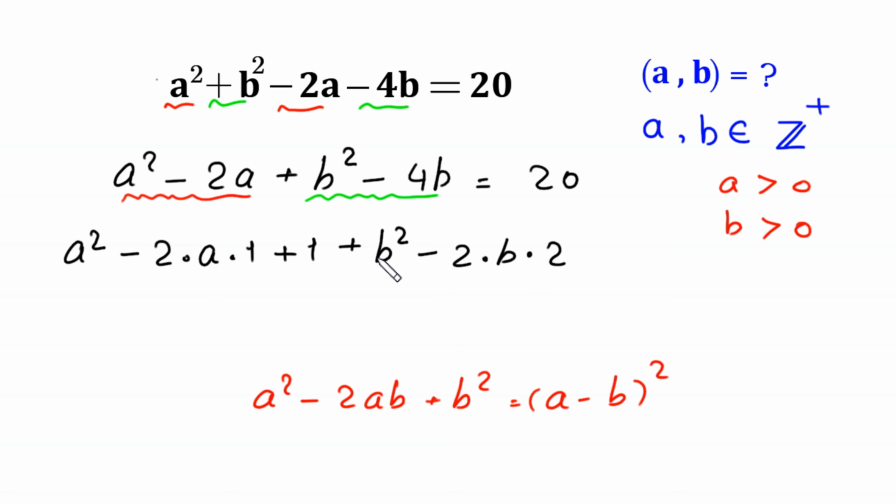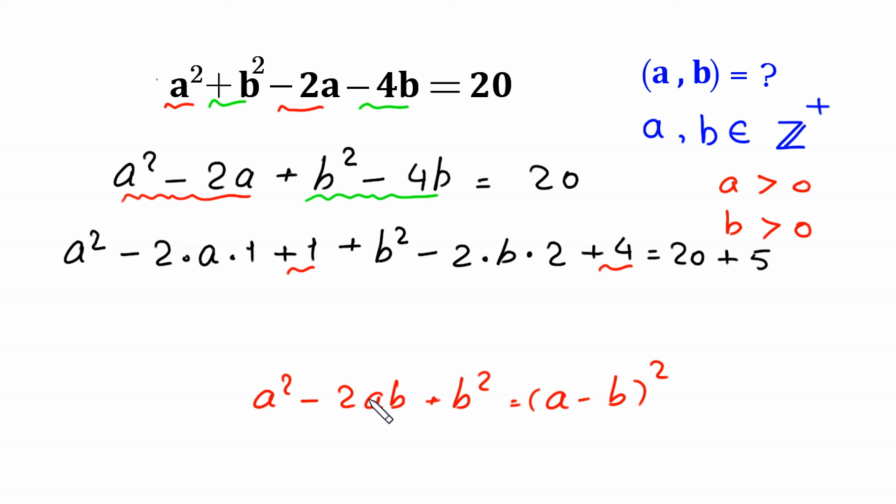Means to make this a perfect square, we have to add 2 squared in this expression. So we add 2 squared or 4 in this expression. Now this is a perfect square, is equal to 20. Now we have added this 1 and this 4 at left hand side. 1 plus 4, 5. It means we have added 5 at left hand side. So to balance this, we also add 5 at the right hand side.